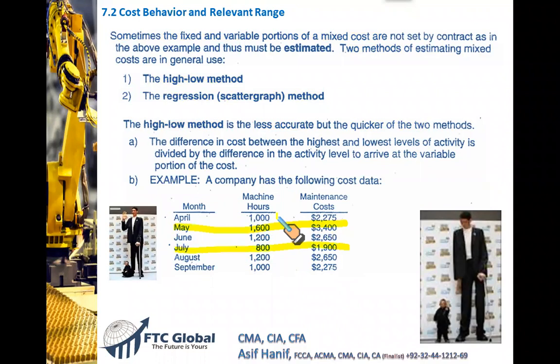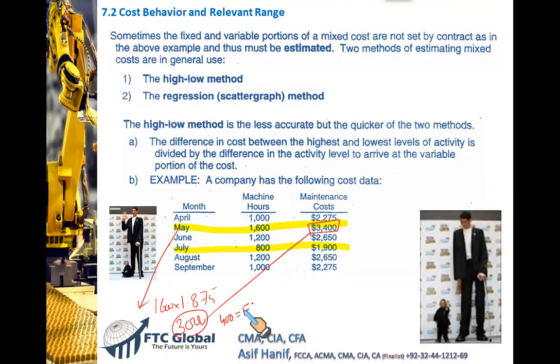We are going to ignore all the other data pairs, just the highest and lowest. Now we can just calculate any activity. Take, let's say, this maze activity: I have 1600 machine hours, and each is at a 1.875 rate for variable cost. This gives me the total variable cost, 1600 hours multiplied by 1.875, which is 3000. If the total variable cost is 3000 and the total cost is 3400, this clearly means the remaining 400 is the fixed cost.